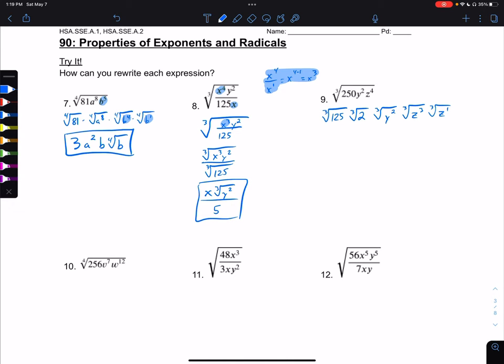All right, cube root of 125 is 5. Cube root of 2 we cannot take. Cube root of y squared we cannot take. Cube root of z cubed is z, and the cube root of z to the 1st we cannot take. So from here, the 5 and the z are outside, so we'll put those together. And then all of the other terms are cube roots, so we can put those back under one radical. So 2y squared z. And there's nothing else. That's it.